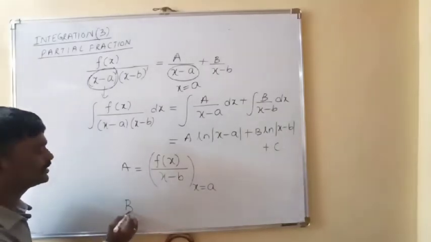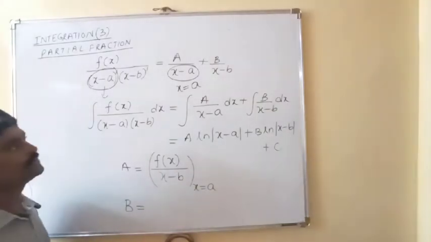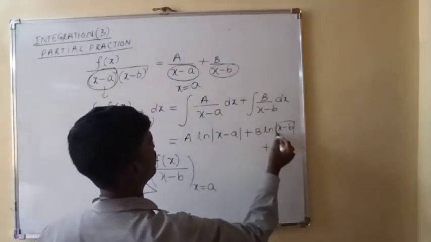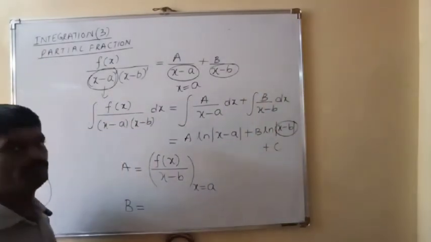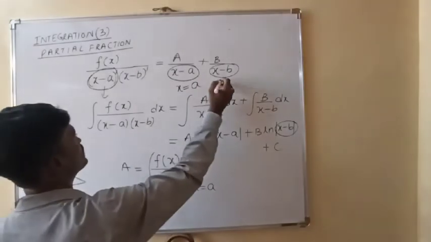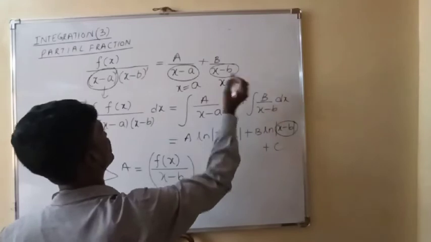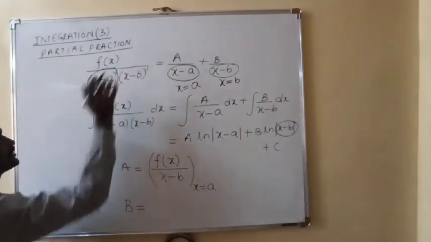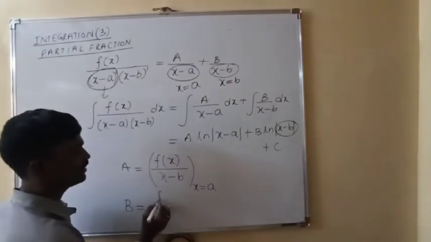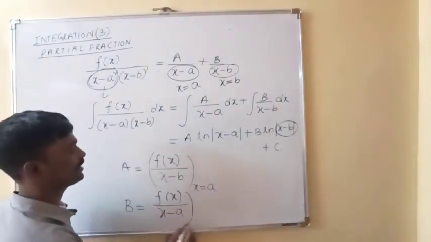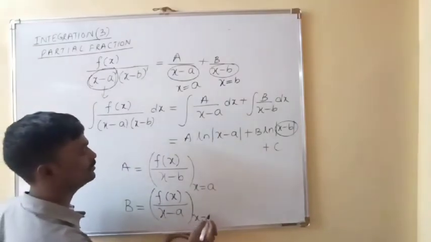Similarly, what is the value of B? So what is the factor under B? X minus b. If you equate it to 0, what will you get? X value, b. You put that x value b in the given problem other than the factor x minus b. That means what is the remaining factor here? F of x by x minus a. In this factor, what do you have to put? X is equal to b.